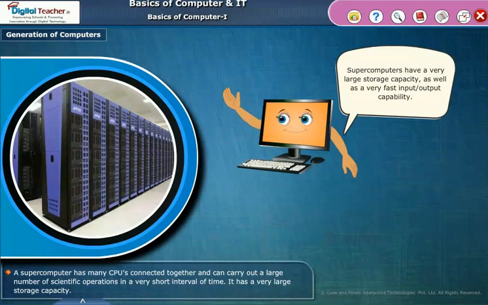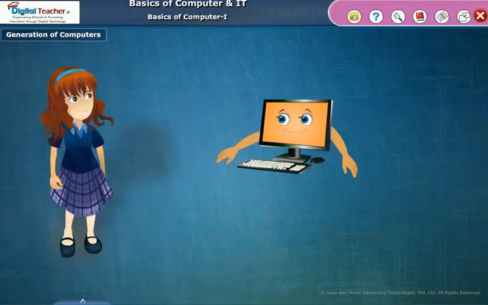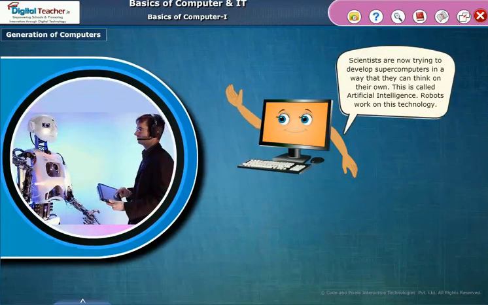Supercomputers have a very large storage capacity as well as a very fast input or output capability. A supercomputer has many CPUs connected together and can carry out a large number of scientific operations in a very short interval of time. Scientists are now trying to develop supercomputers in a way that they can think on their own. This is called artificial intelligence. Robots work on this technology.